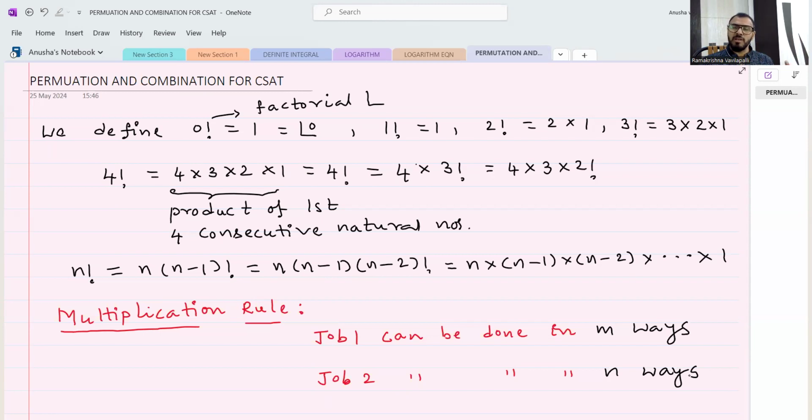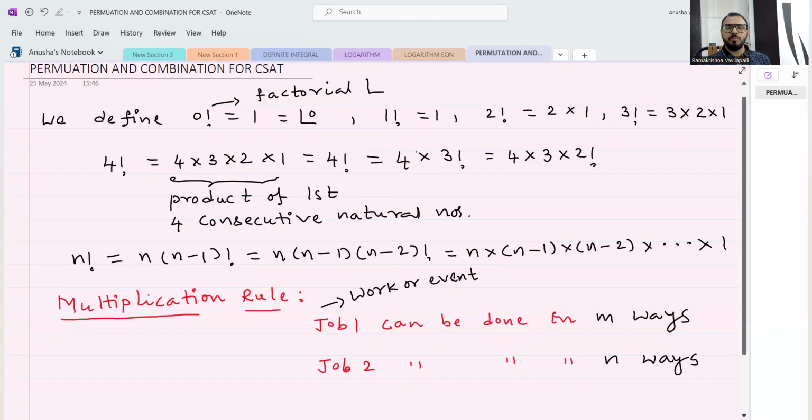He can choose any one of the 4 pants. So there are 4 ways to wear a pant and there are 3 ways to wear a shirt. I'm just explaining what is meant by a job or an event or a piece of work. We do not bother about those words. We have to look at how we use this multiplication rule.